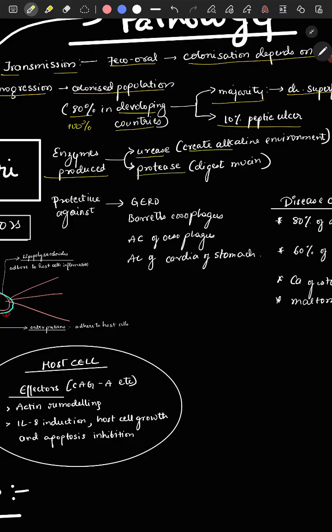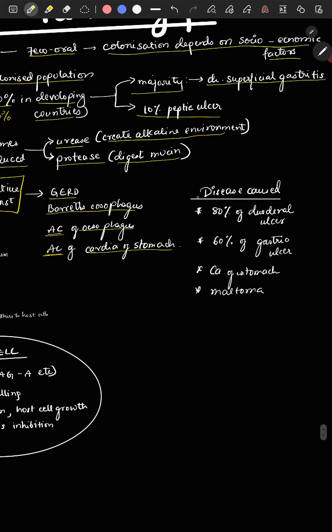The urease creates an alkaline environment. Protease digests the mucin. It is protective against gastroesophageal reflux disease, Barrett's esophagus, adenocarcinoma of the esophagus, and adenocarcinoma of the cardia of the stomach. It causes diseases like 80% of duodenal ulcers, 60% of gastric ulcers, carcinoma of the stomach, and MALToma.